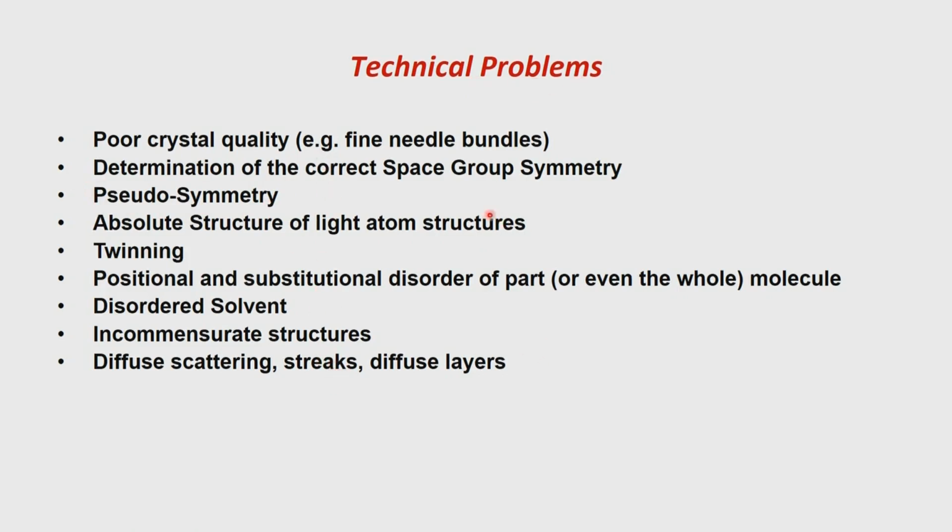Absolute structure of light atom structures is a question mark. We use the Flack parameter or whatever, but essentially we make use of the fact that there are anomalous scattering effects. But the anomalous scattering effects at a given wavelength, like that of copper or molybdenum, are so small for lighter atoms that the determination of the absolute structure is a questionable entity. If you do have a very heavy atom, then the value of the anomalous features will be higher, and then the absolute structure determination is reasonably accurate. So, this is another technical issue which will come up.